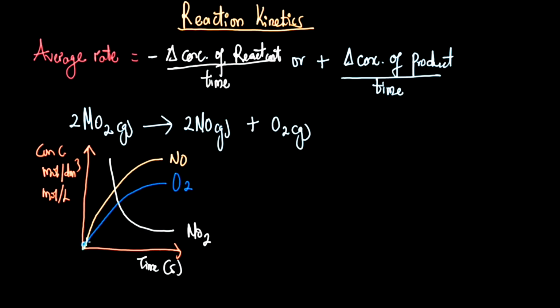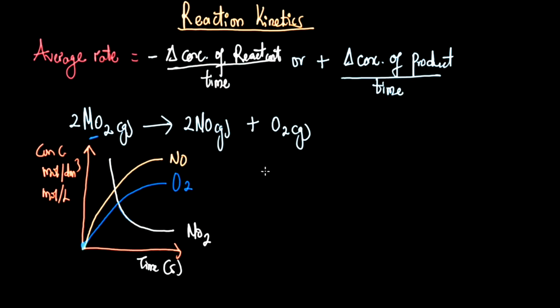So at the beginning of the reaction, at time 0, the concentration of the reactant, which is NO2, is maximum. But as the time increases, the concentration decreases. For the products, as the time increases, their concentration increases. We can therefore express the average rate of the reaction in terms of either the reactant or the product.